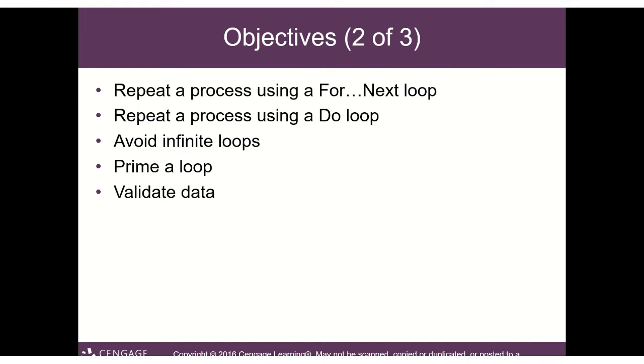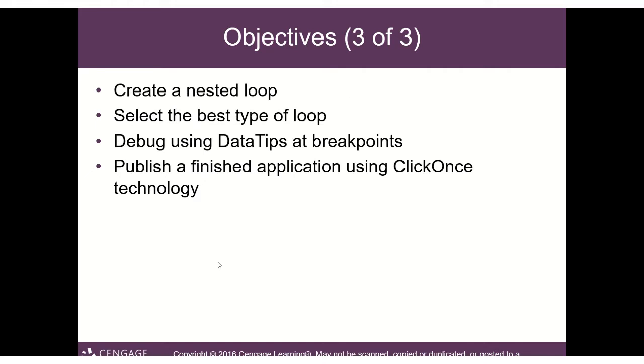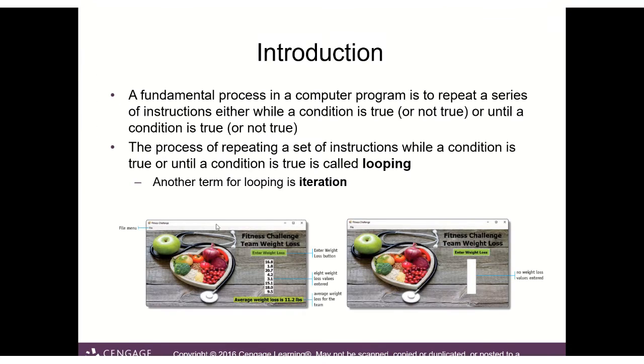Avoid infinite loops. We will prime a loop and we will validate the data. Then we will create a nested loop, select the best type of loop, debug using data tips and breakpoints, and publish a finished application using ClickOnce technology. Okay.